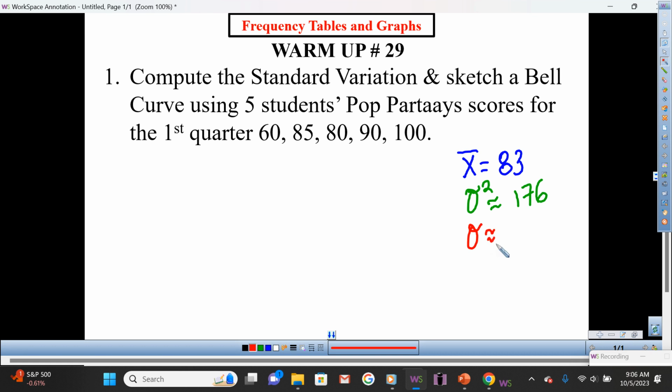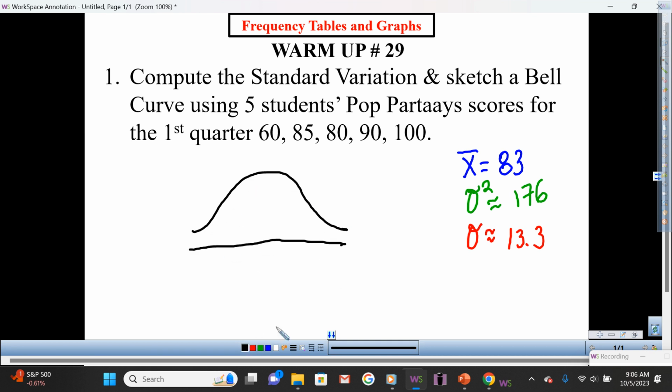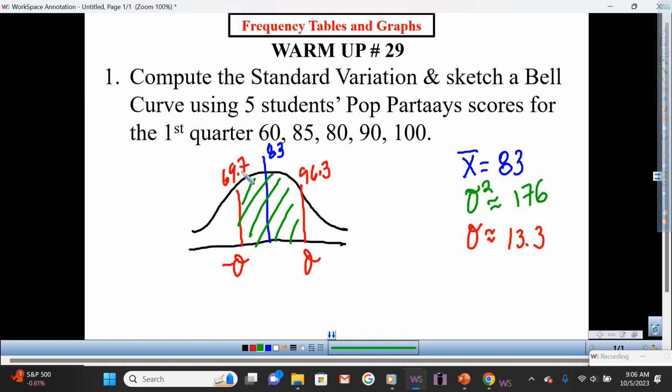And our standard deviation, pass someone. 13.3. Hands if you got that. Looks about right. So, bell curve. The mean is at 83. And then we got our standard deviation at 13.3. So upward, we are at 96.3. And on the opposite end, we are at 69.7. Yes? So the average range or normal range for this group of students' quizzes is from where to where?